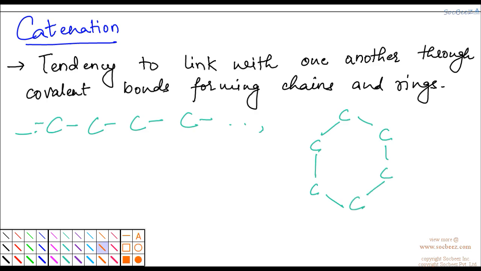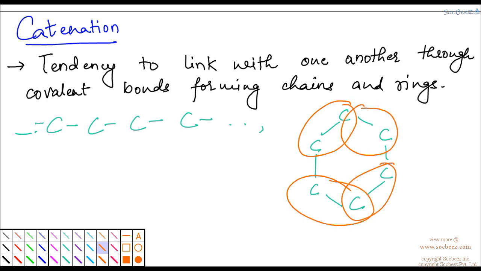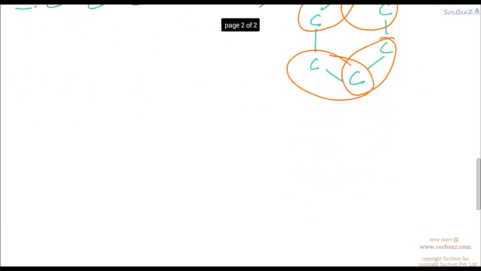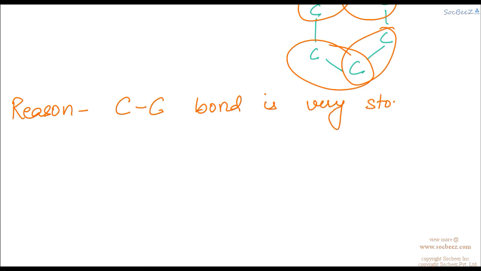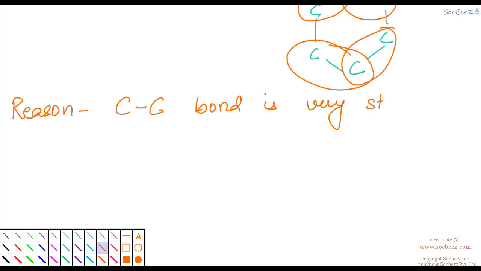Carbon is linked with carbon. It has a very high tendency of linking with itself, and this property is called catenation. The reason for this property is that the carbon-carbon bond is very strong. Therefore carbon easily forms a stable bond with carbon.